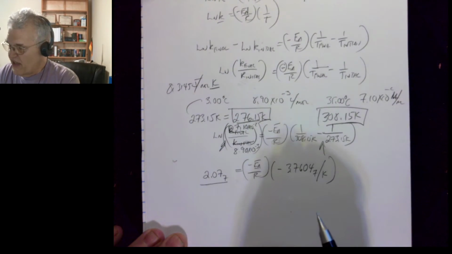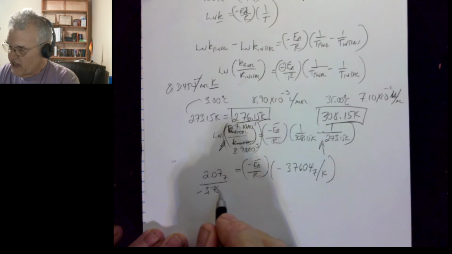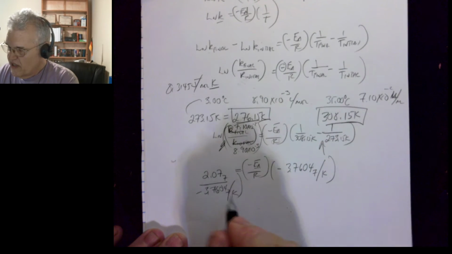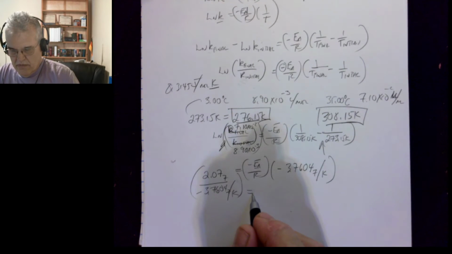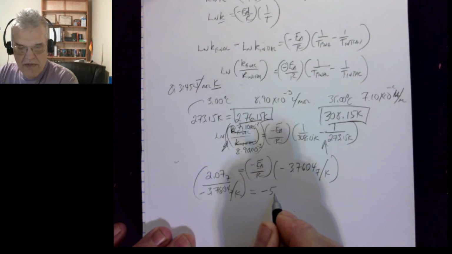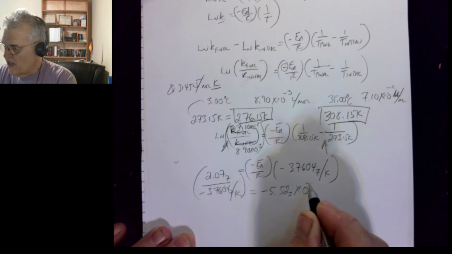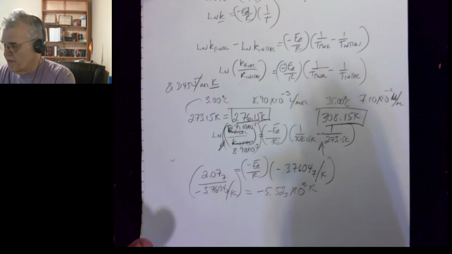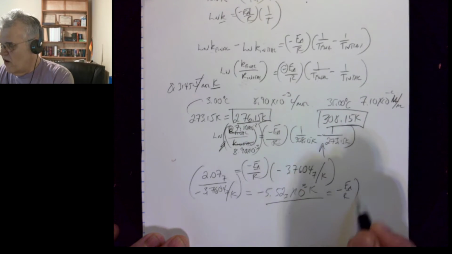Well, that's the 2.07 divided by negative 3.7604 per Kelvin. And if we work that out, what do we get? Just flip over to the next page. I'm going to get negative 5.523 times 10 to the 3 Kelvin. Remember, it's 1 over Kelvin, so the Kelvin comes up. This is the value for negative EA over R.